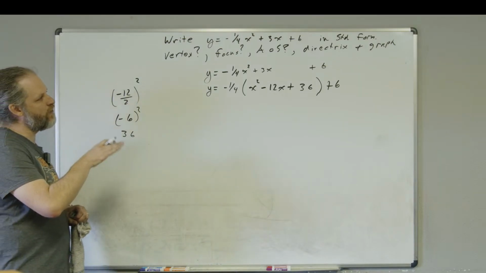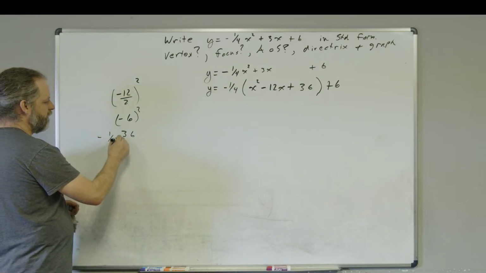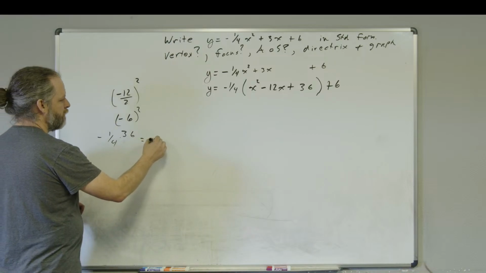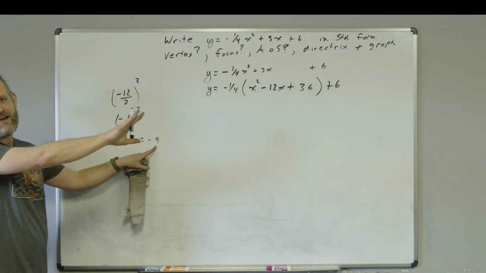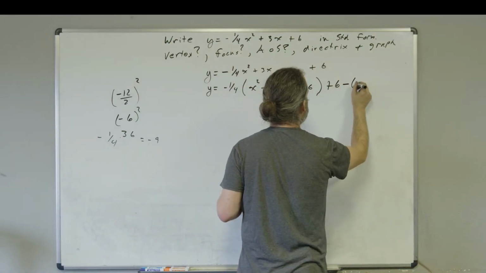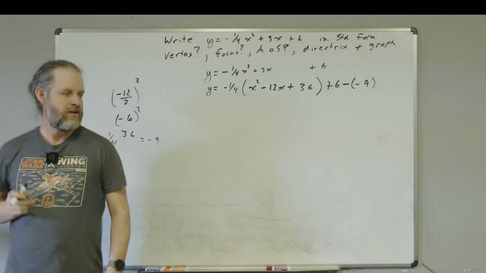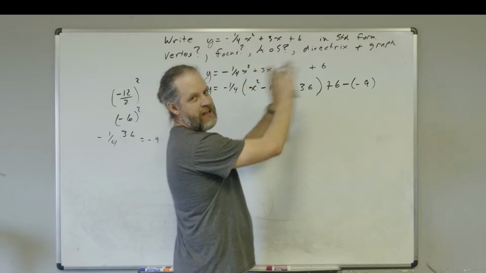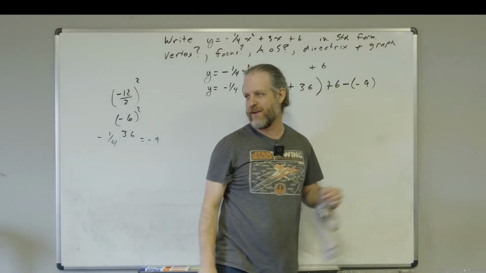So what is negative 1/4 times 36? Negative 9. So we're going to have to subtract negative 9 from the outside. So add 9, right? I'm going to even write it minus negative 9 just for complete clarity, because we added it here, and so we have to take it away over there. But because this was negative, it's flipping it around.